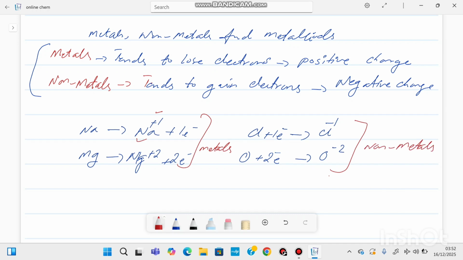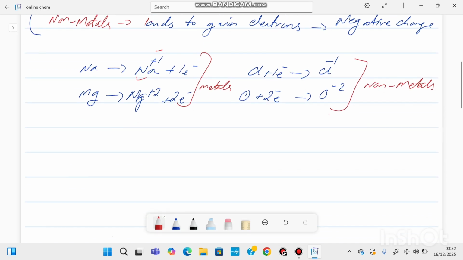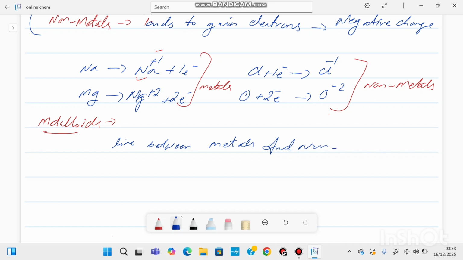Now we have also mentioned a new element type, which is metalloids. So let us define what metalloids are. Metalloids are kind of a line between metals and non-metals. They contain properties of both. What can be the possible properties? Of course, this is not only the property of losing or gaining electrons, but they also have many other properties.